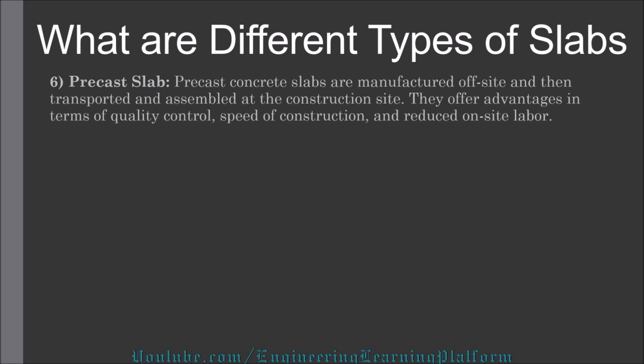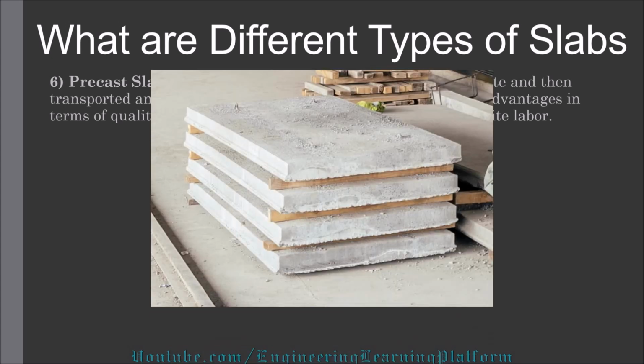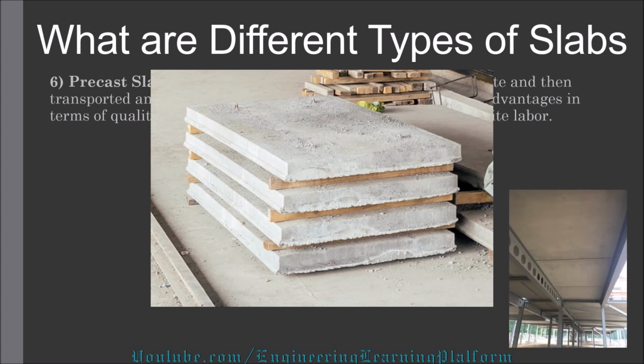Precast slabs are manufactured off-site and then transported and assembled at the construction site. They offer advantages in terms of quality control, speed of construction, and reduced on-site labor. So this is a typical precast concrete slab, and this will be directly transported to the site and assembled. It helps in faster construction of the project. This is also a typical precast slab assembly consisting of precast slab panels.